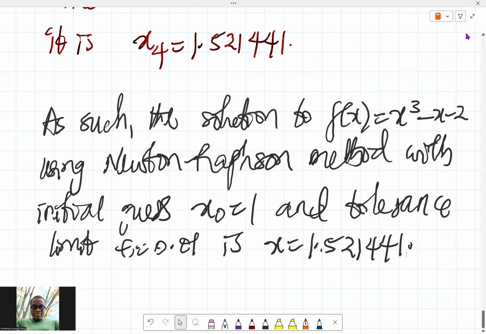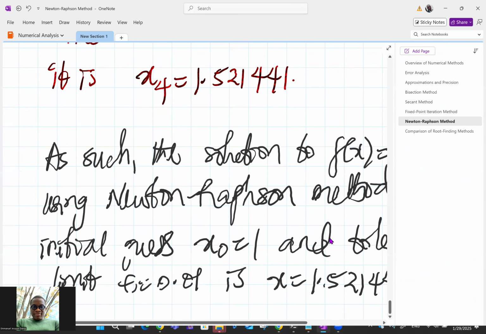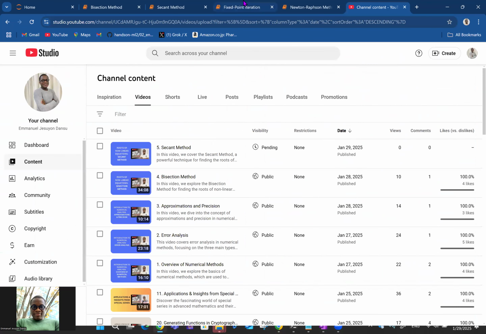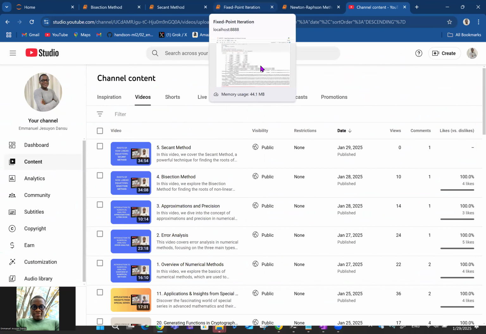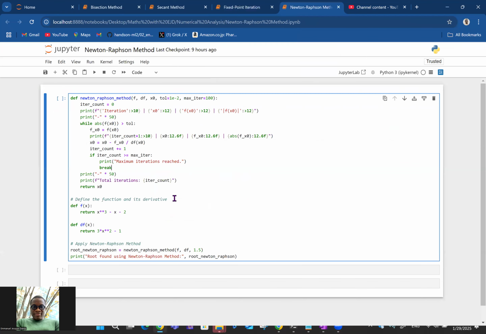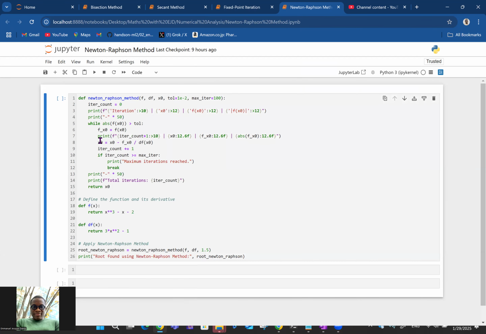In the next video, definitely, I'll be talking about the comparison between the 3 methods. So let's look at the code for Newton-Raphson now. Right? Newton-Raphson, yeah, this is what it looks like. View, show line numbers, all right? So here we have everything. We have the function f of x, then we have its derivative, and of course, you can study the code to see how it goes.